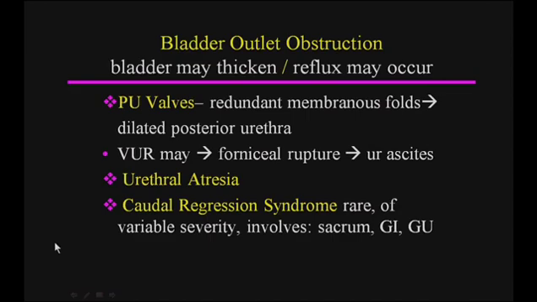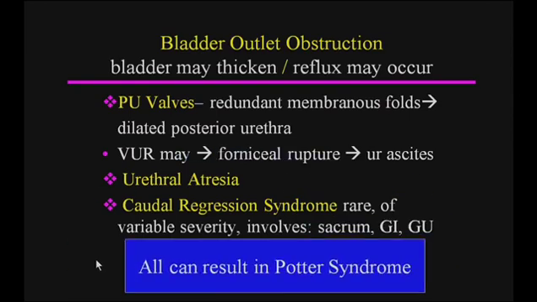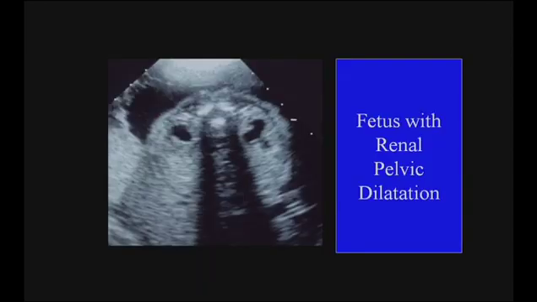Urethral atresia can cause bladder outlet obstruction, but is less common than posterior urethral valves. And caudal regression syndrome is a rare abnormality of variable severity, which also involves the sacrum, the gastrointestinal, as well as the genitourinary tract. All of these and anything that causes decreased amniotic fluid can result in Potter syndrome and Potter facies.